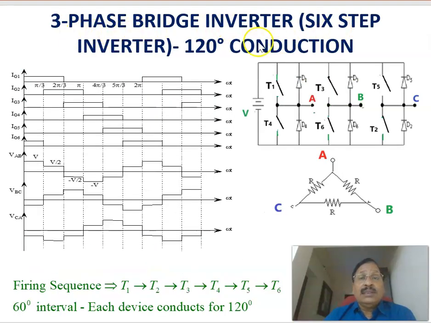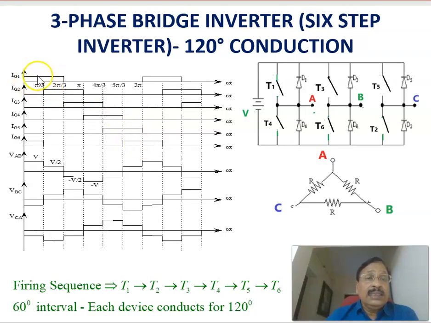Continuing with the three-phase bridge inverter in 120-degree conduction mode, this is the same circuit topology as shown here, with three legs. In each there are two switches T1, T3, T5, T2, T4 and T6, with feedback diodes D1, D3, D5, D2, D4, D6. A balanced resistive delta connected load is considered here, and these are the switching signals to T1, T2, T3, T4, T5 and T6.